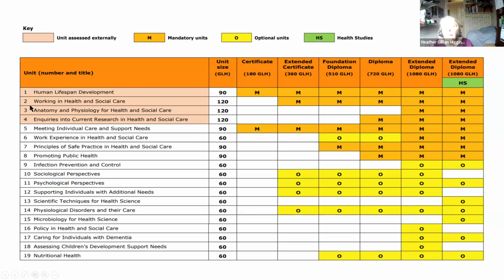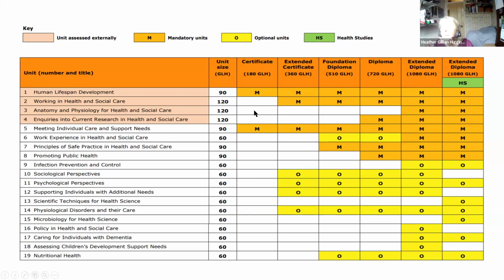Now, the 1, 2, 3, 4 different shaded units are the externally assessed ones. Those below are called optional, but there are caveats to that. So looking along the slide to your right, you will see that some units have an M, they're mandatory, and they are mandatory for certain sizes. So whatever size you're doing, for example, you will have to cover human lifespan development. For the extended certificate, not the certificate, again, it's mandatory.